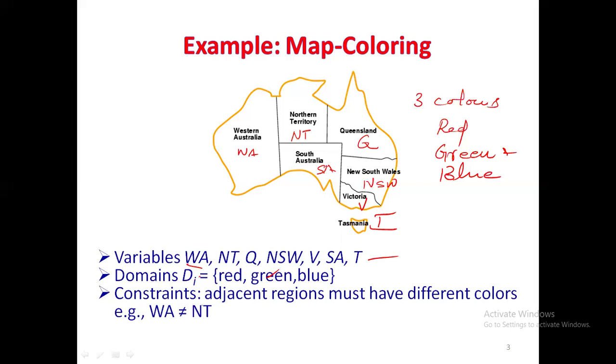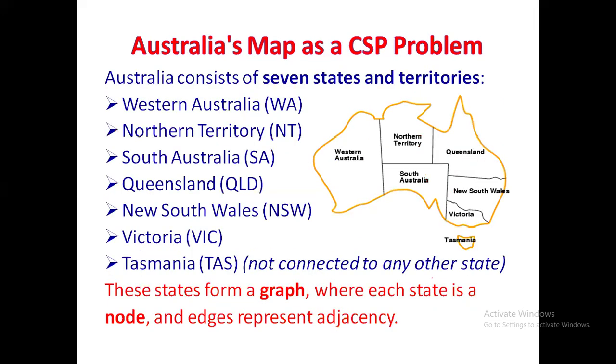The constraint is that adjacent regions must have different colors. For example, West Australia has the color red. What are the adjacent states for West Australia? Northern Territory and South Australia. These two should not have the same color. This is the main constraint we have to follow: adjacent regions must have different colors, so they should not have the same color. This is the first constraint.